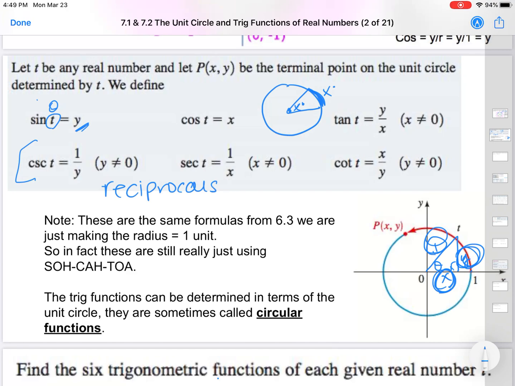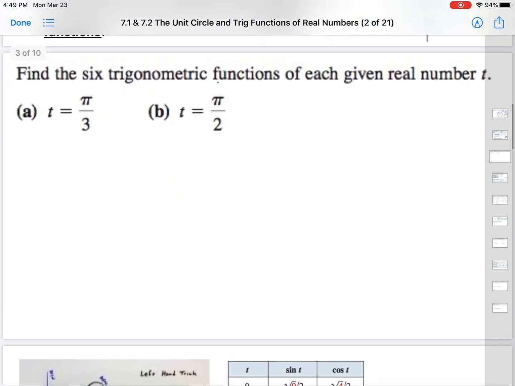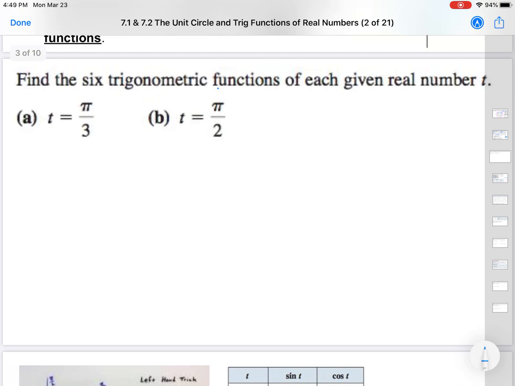Okay. All right, so in the next one, all we're asked to do is find the 6 trig functions. So we want sine of pi over 3. We'll do that one first. Cosine of pi over 3.